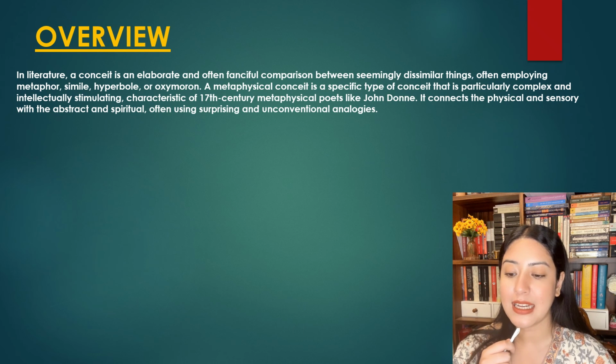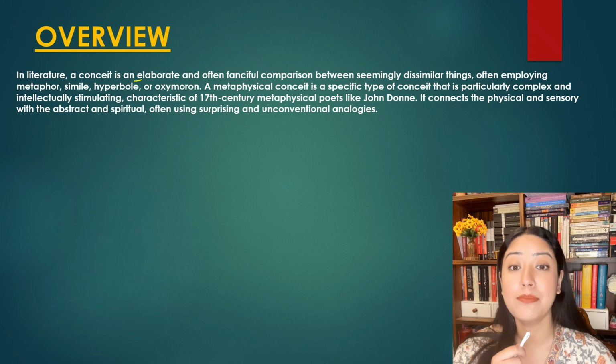So in literature, a conceit is an elaborate and often fanciful comparison between seemingly dissimilar things, often employing metaphor, simile, hyperbole, or oxymoron. I've already discussed simile, metaphor, hyperbole, and oxymoron in detail in my other videos, so if you haven't checked those out yet, make sure you do so. Here we are just going to dissect and choose the keywords that have been highlighted. What are the keywords? Conceit is an elaborate and often fanciful comparison.